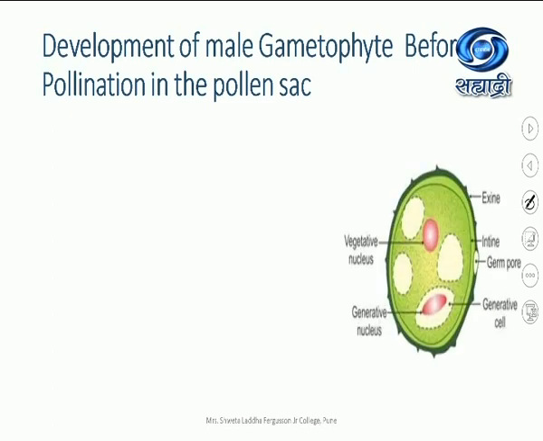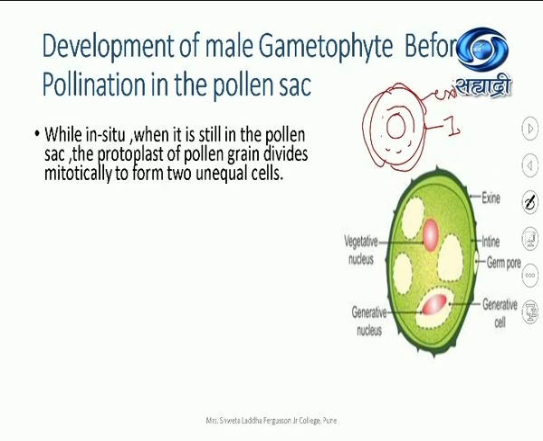So if you remember our pollen grain, it was uninucleate, oval, surrounded by granular cytoplasm. Inner layer was called as intine, outer is called as exine. Exine is discontinuous. So this was exine. When in situ, when it is still in the pollen sac, so remember, it is still inside the microsporangium, it is still inside the pollen sac.